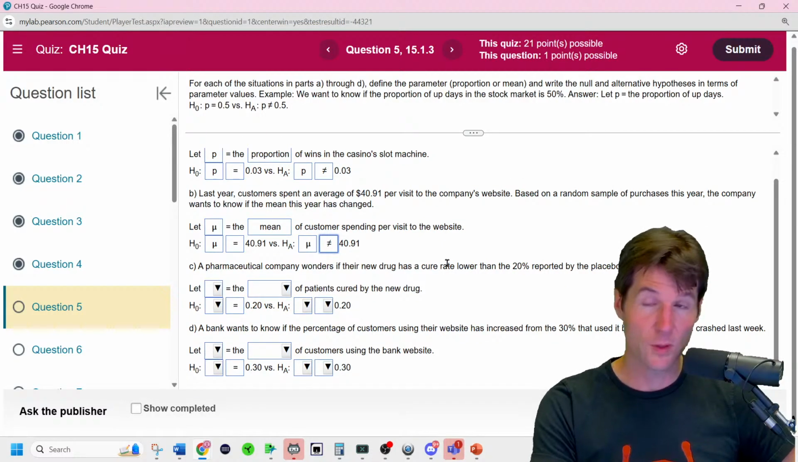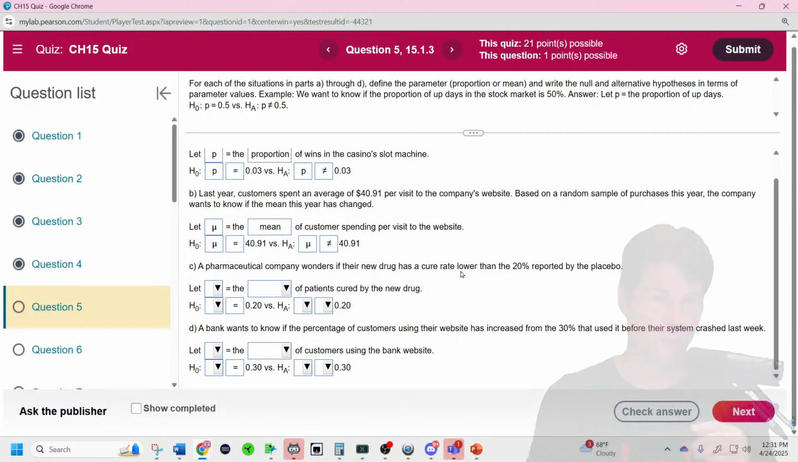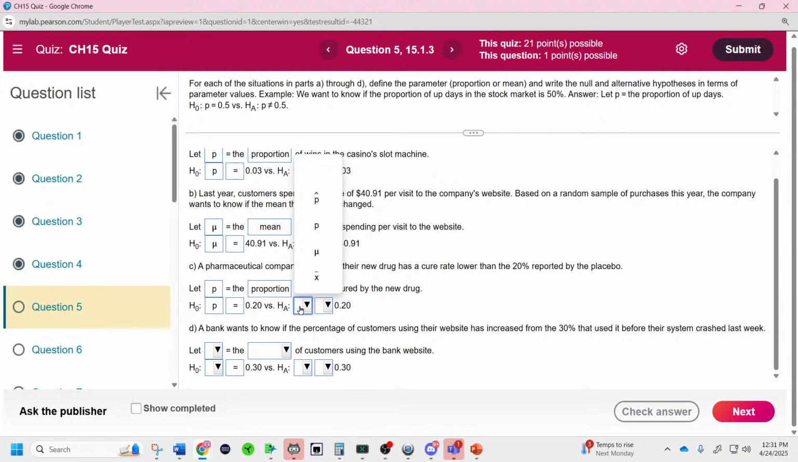The next one deals with a cure rate of a drug. Is it the mean of people cured or the proportion of people cured? Just type M or P in the chat if you want. It'd be P for proportion. So we go here and put in proportion. Now we just have to ask, they want to know if it's lower.